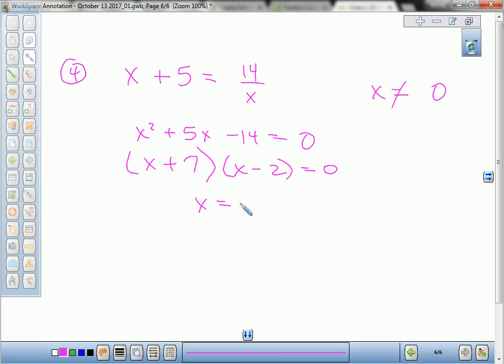So my solutions are negative 7 and 2. How many of you could have done that just by looking at the problem and going, oh, negative 7 and positive 2 work? I could have done that. It's not going to take that much work to solve it. Sometimes you can just look at it and see the answer, and that's kind of cool when that happens.